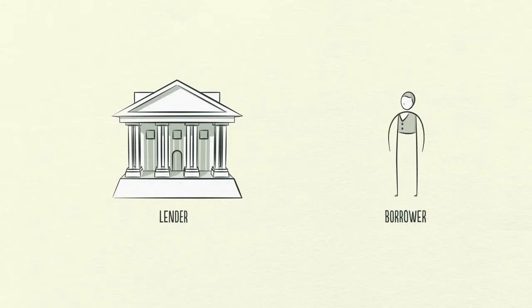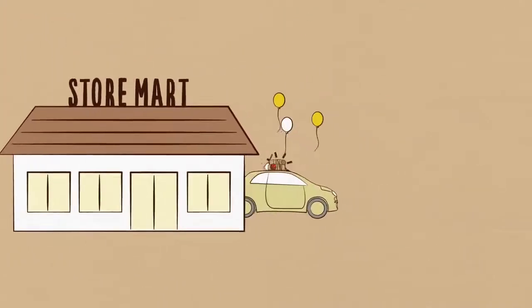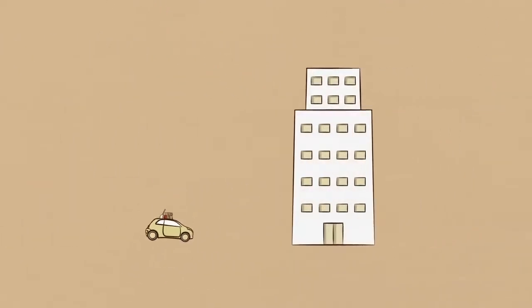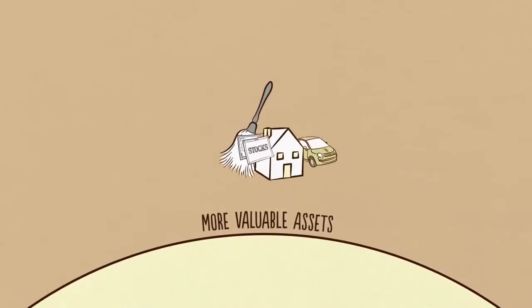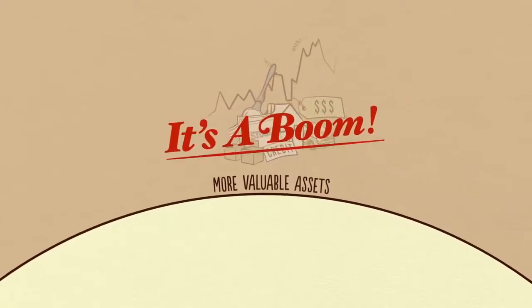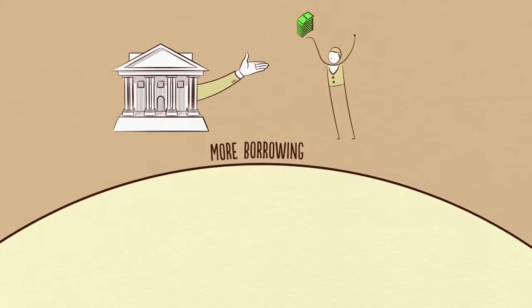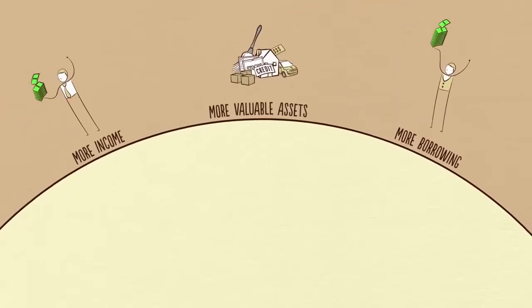Why? Because everyone thinks things are going great. People are just focused on what's been happening lately. And what's been happening lately? Incomes have been rising. Asset values are going up. The stock market roars. It's a boom. It pays to buy goods, services, and financial assets with borrowed money. When people do a lot of that, we call it a bubble.